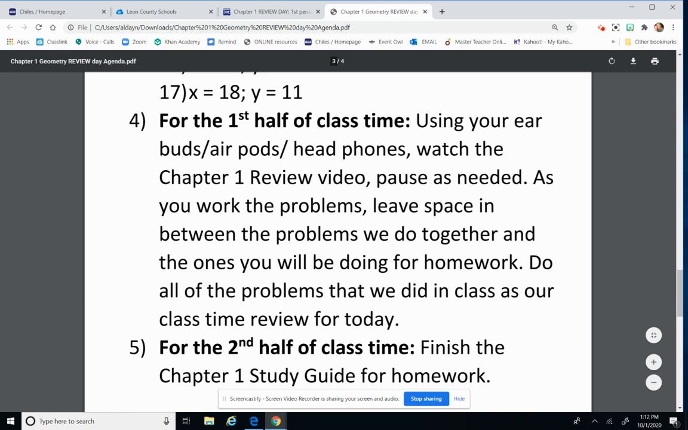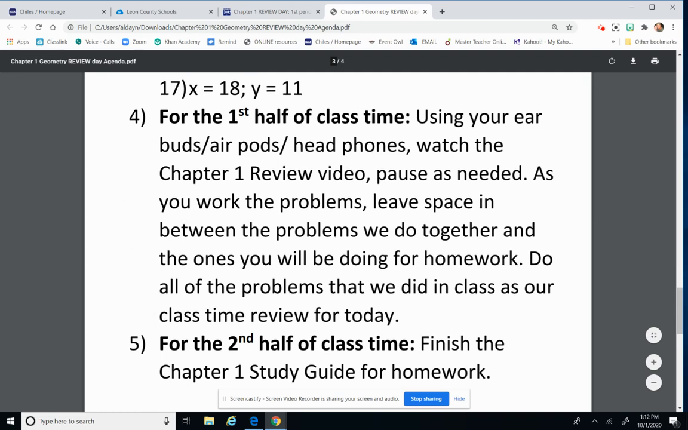Let's say we're skipping 4. I need you to write down problem 4 and skip about 5 lines. And let's say problem 5 is the next one. So that's what I want you to do. So everything is in chronological order from 1 to 38. So we're going to be doing the ones that we don't do for homework, but you have to upload all the problems. So do all the problems that we did in class. That is going to be our class time review for today.